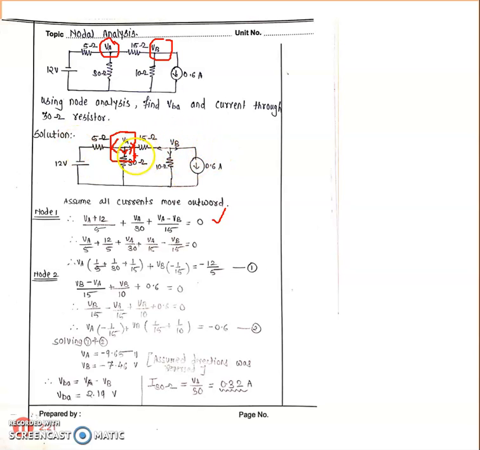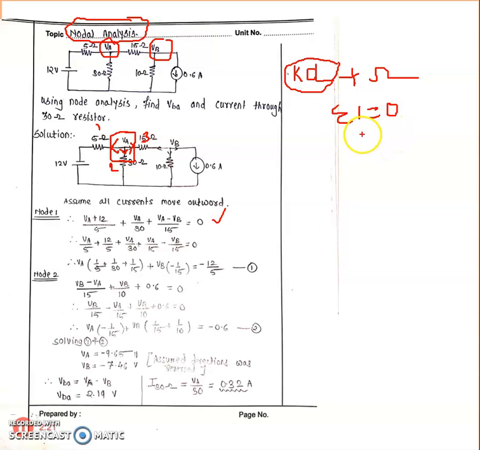Keep this in mind; I will go through it again in the revision class. At the node, assume the paths in outward direction. How many paths? 1, 2, 3. Then you give them I1, I2 and I3. What is node analysis? Kirchhoff current law plus Ohm's law. What does Kirchhoff current law say? Summation of I is equal to 0.